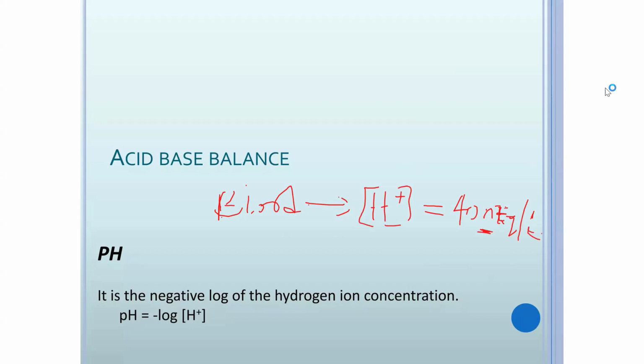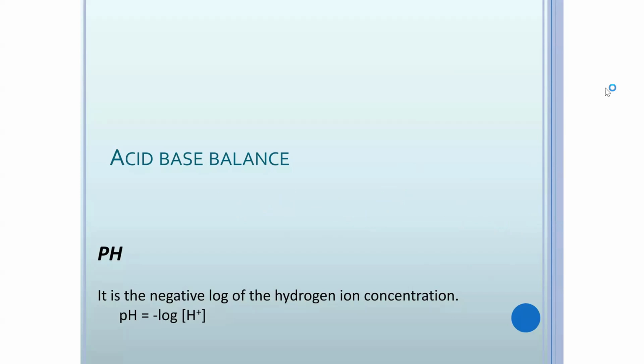Because sometimes the concentration of hydrogen ion to be expressed is very, very low, it is usually expressed in the form of pH. What is pH? pH is a negative logarithm of hydrogen ion concentration. And what is the relationship between pH and hydrogen ion concentration? Generally, pH is expressed as log of 1 over hydrogen ion concentration.